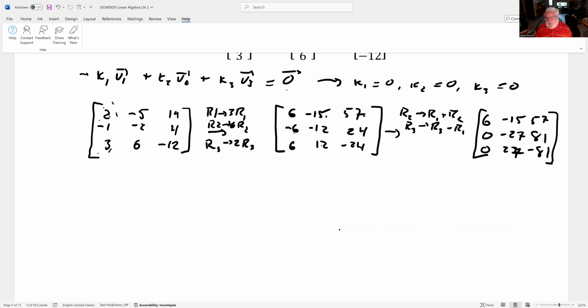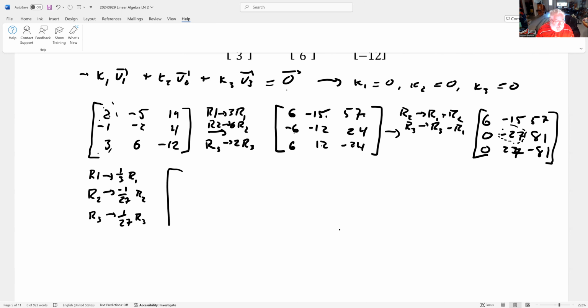Great. So we want to take this minus 27 and clear out everything here. 27, 15 is a little bit tricky to figure out what that common denominator is. So I'm going to simplify things by dividing. What we'll do is we'll take row 1 and we'll divide it by 3. And we'll take row 2 and we'll divide it by minus 27. And we'll take row 3 and we'll divide that by 27. So what's our new matrix? We go back to the original row 1.